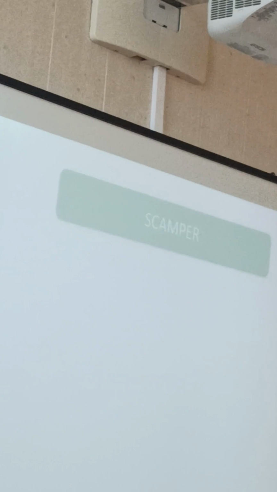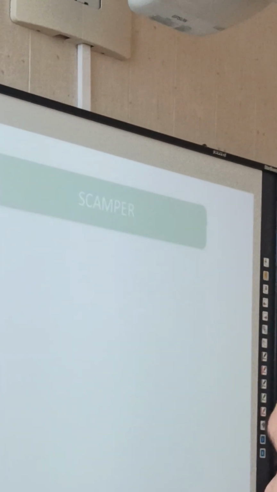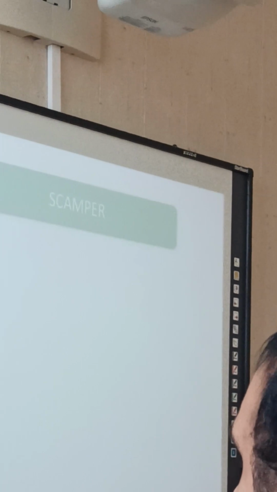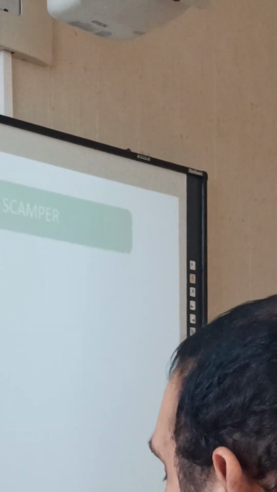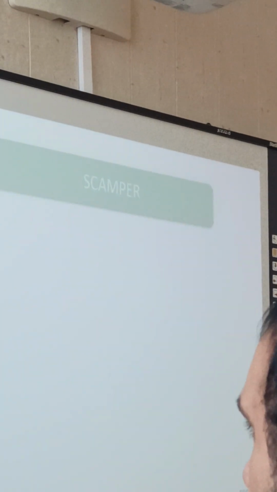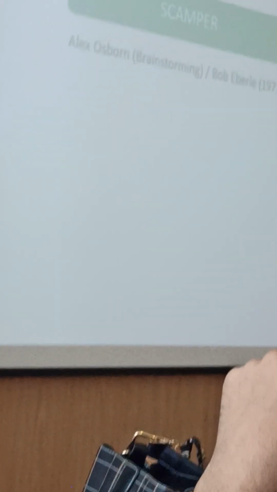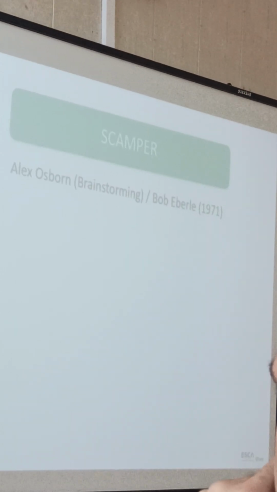Good. It's called the Scamper. It's also a very popular tool. It has been used by big firms such as McDonald's or Dell, Amazon, Apple, US companies, because the US is the father, the mother of problem solving. So the inventor of this method is the same inventor as for brainstorming. He's a business analyst, business strategist called Alex Osborn. And we are still using brainstorming all over the world.